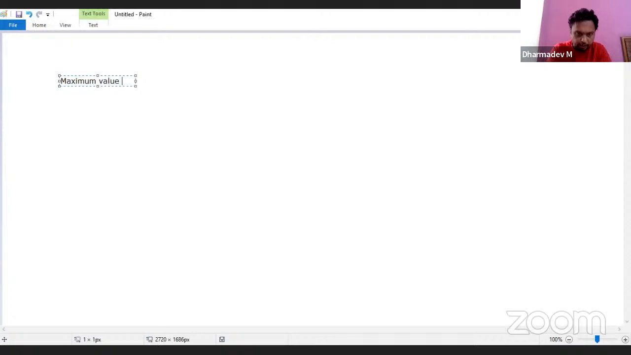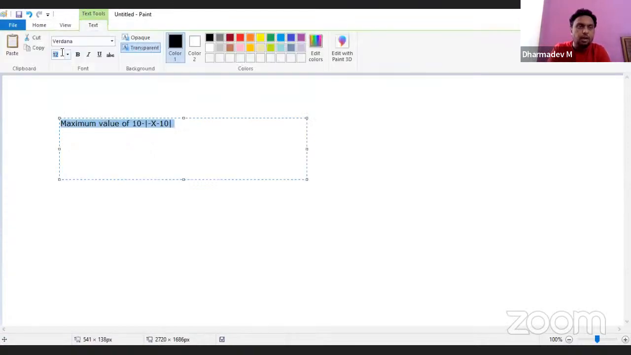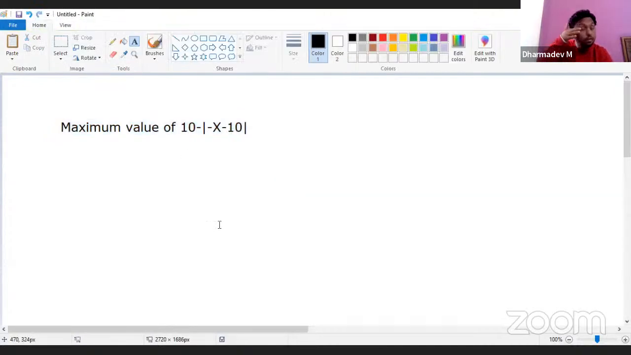Maximum value of 10 minus, it's called modulus, minus X minus 10. I hope the board is visible. So mathematically, whenever I write the modulus symbol, I have to write the value in positive. Just a minute, it's loading. Okay, I hope it is visible. Fine. So I have a negative sign outside. I hope the question is correct.